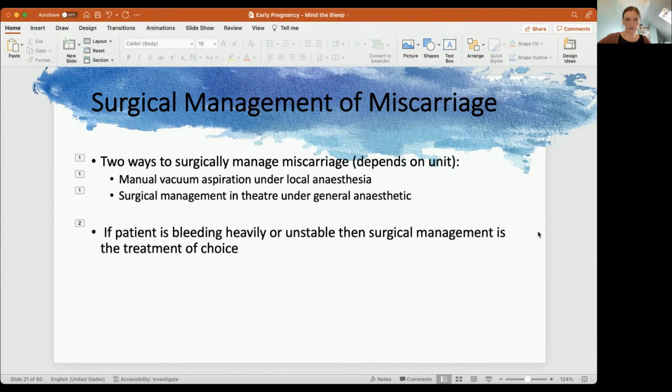They're very similar in how they work, really. Essentially, you're just putting a tube inside the uterus with a suction of some kind to remove the pregnancy tissue. If a patient is unstable or very heavily bleeding, then surgical management is the way to go, because you just get it done there and then, basically.